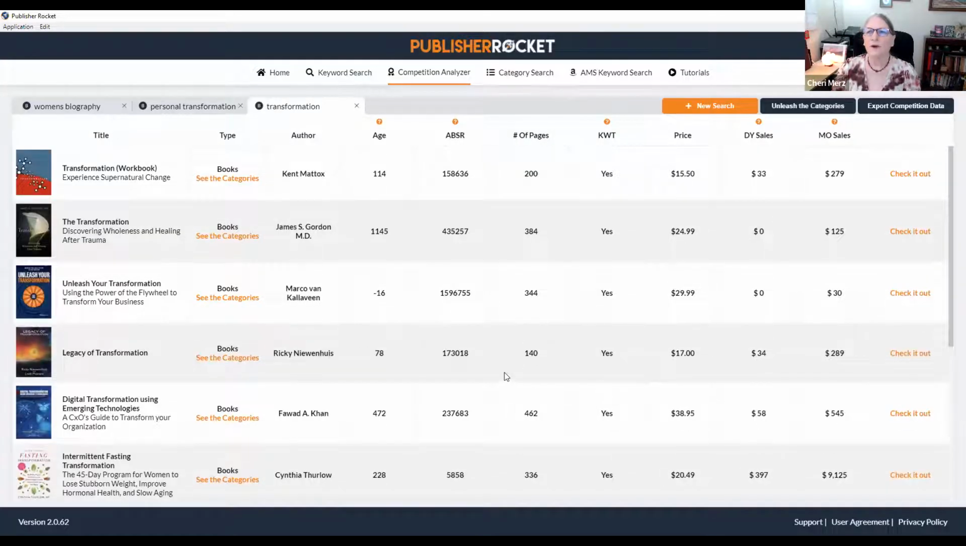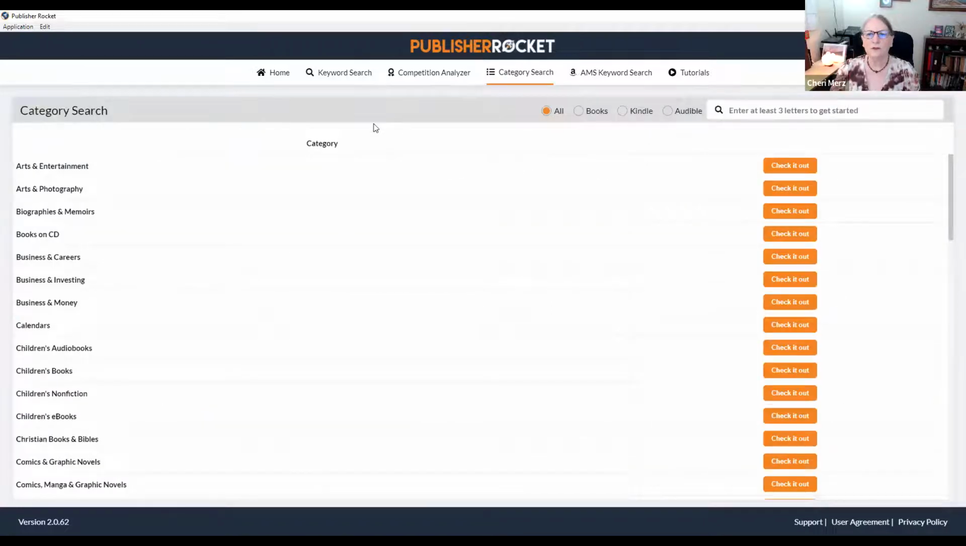Why is this not working? How interesting. This is the old version, and I don't know why it isn't showing me the new version. What it's supposed to be doing is showing, maybe it does it in category search instead.